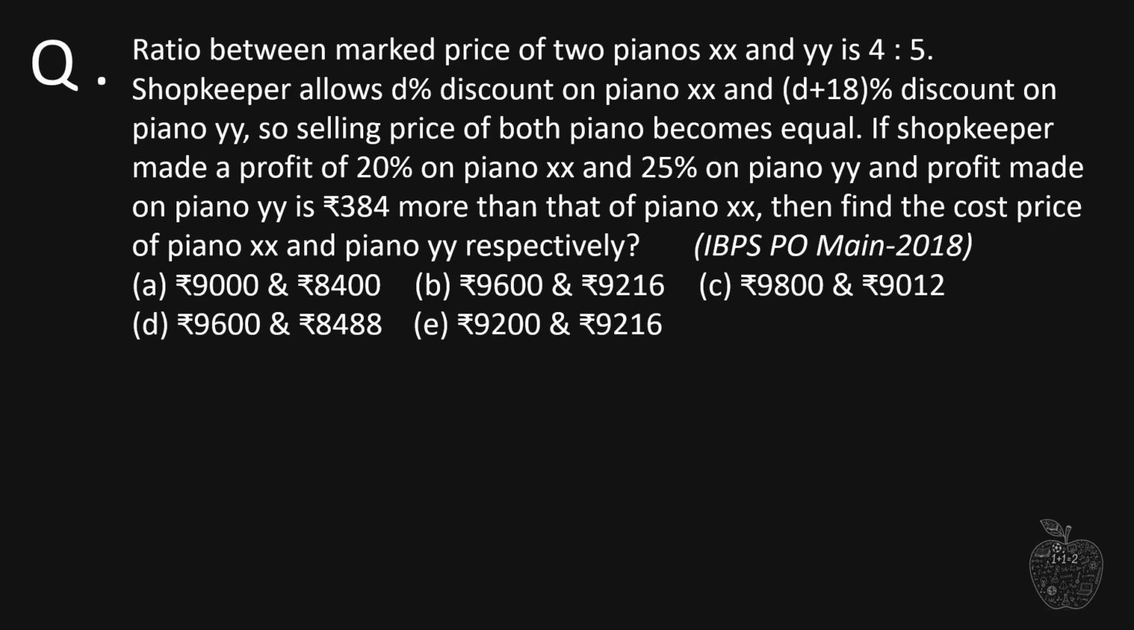The ratio between the mark prices of two pianos X and Y is 4:5. The shopkeeper allows D% discount on piano X and (D+18)% discount on piano Y, so the selling price of both pianos becomes equal. If the shopkeeper made a profit of 20% on piano X and 25% on piano Y, and the profit made on piano Y is 384 more than that of piano X, then find the cost price of piano X and piano Y respectively.